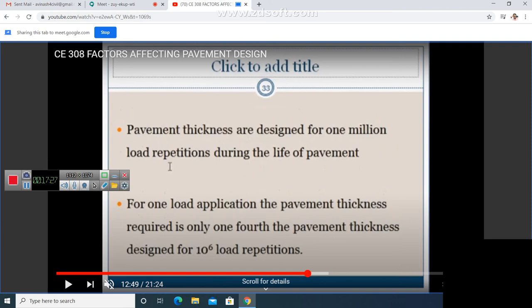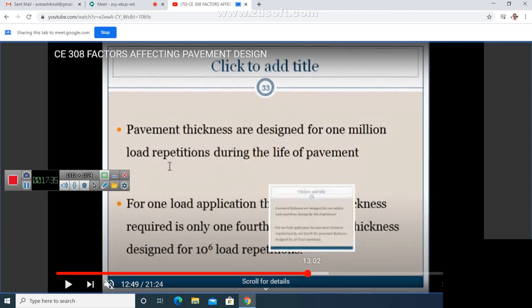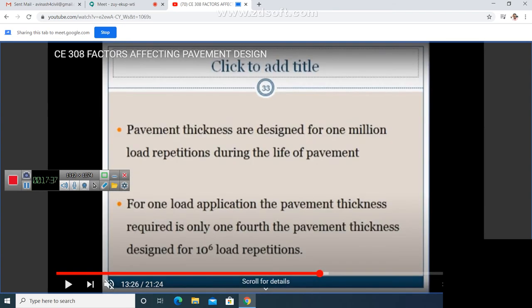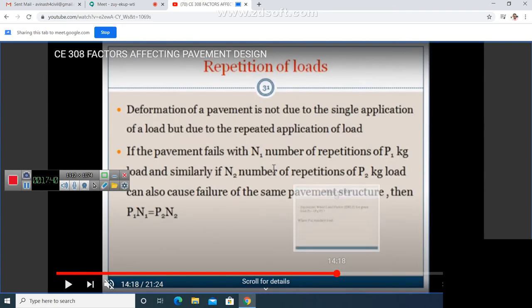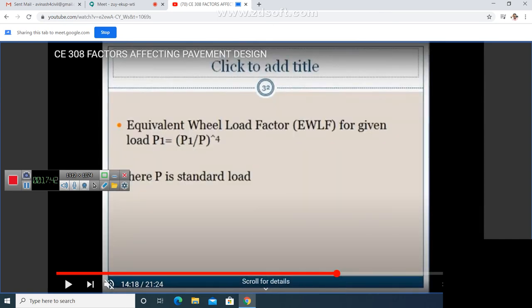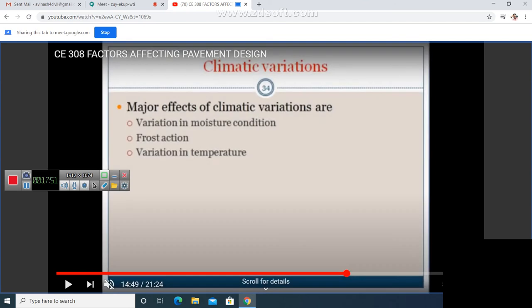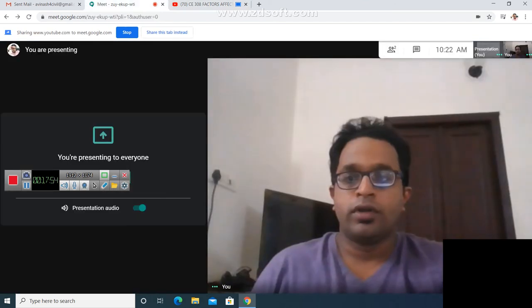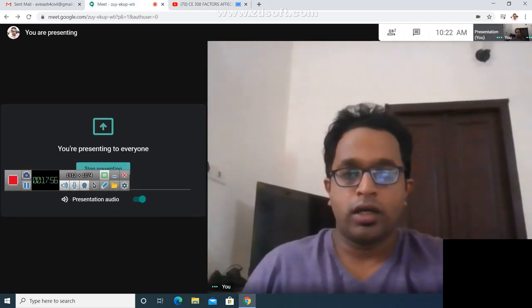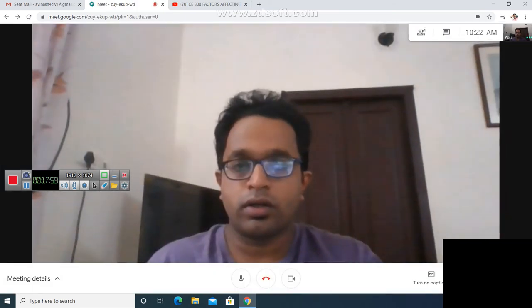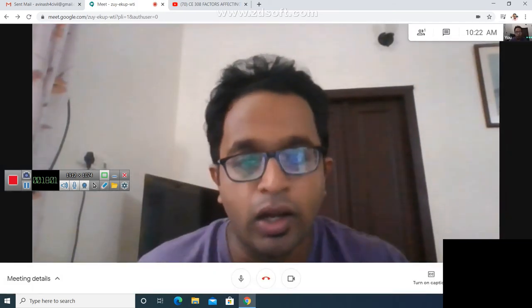For one load application, the pavement thickness required is only 1/4 of the pavement thickness designed for 1 million repetitions. Now, the equivalent wheel load factor can be given as P1 by P whole raised to 4, where P is the standard load. So that is about the wheel load or design load.